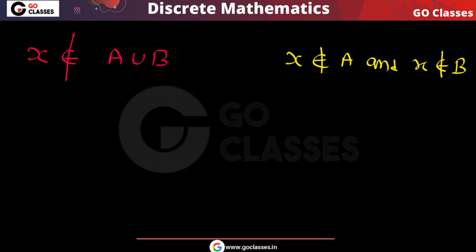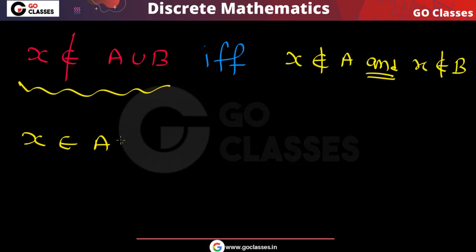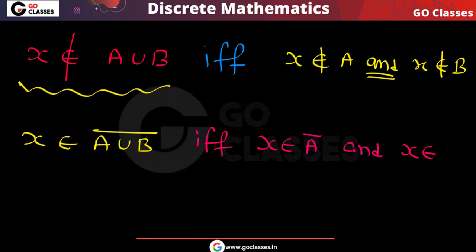Similarly, if X does not belong to A and X does not belong to B, then I can say X does not belong to A union B. So I can put if and only if here, because if this happens then this will happen, and if this happens then this will happen. So X does not belong to A union B means X belongs to the complement of A union B, if and only if X does not belong to A, meaning X belongs to A complement, and X does not belong to B, meaning X belongs to B complement.